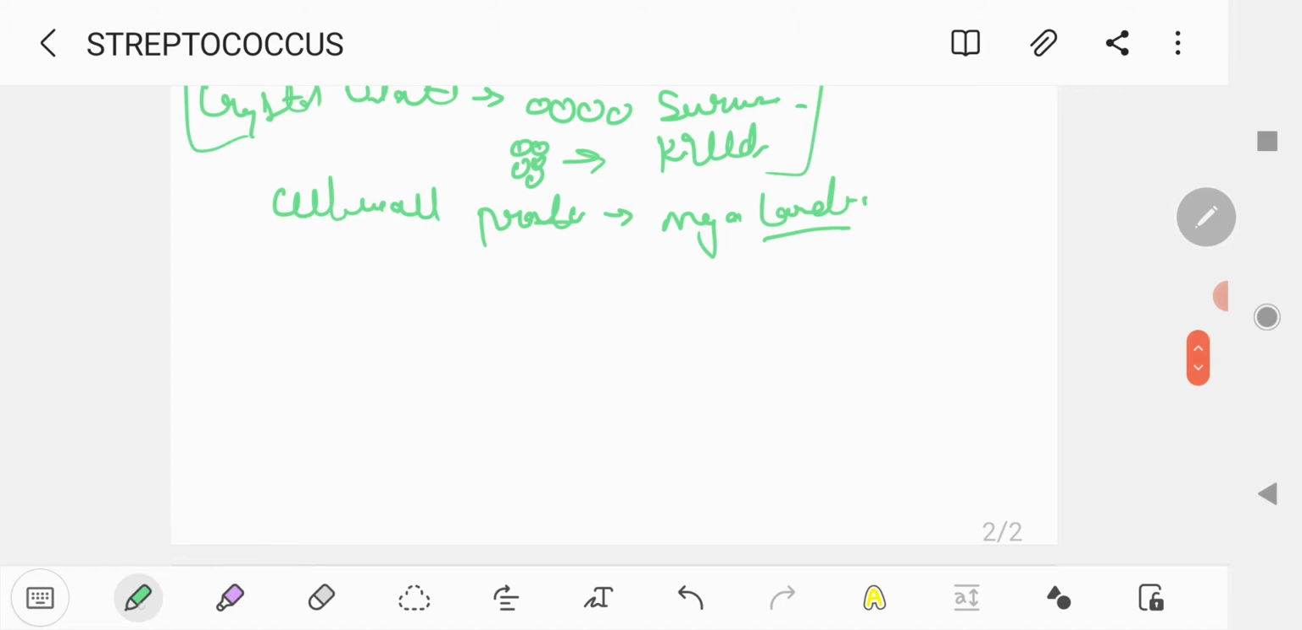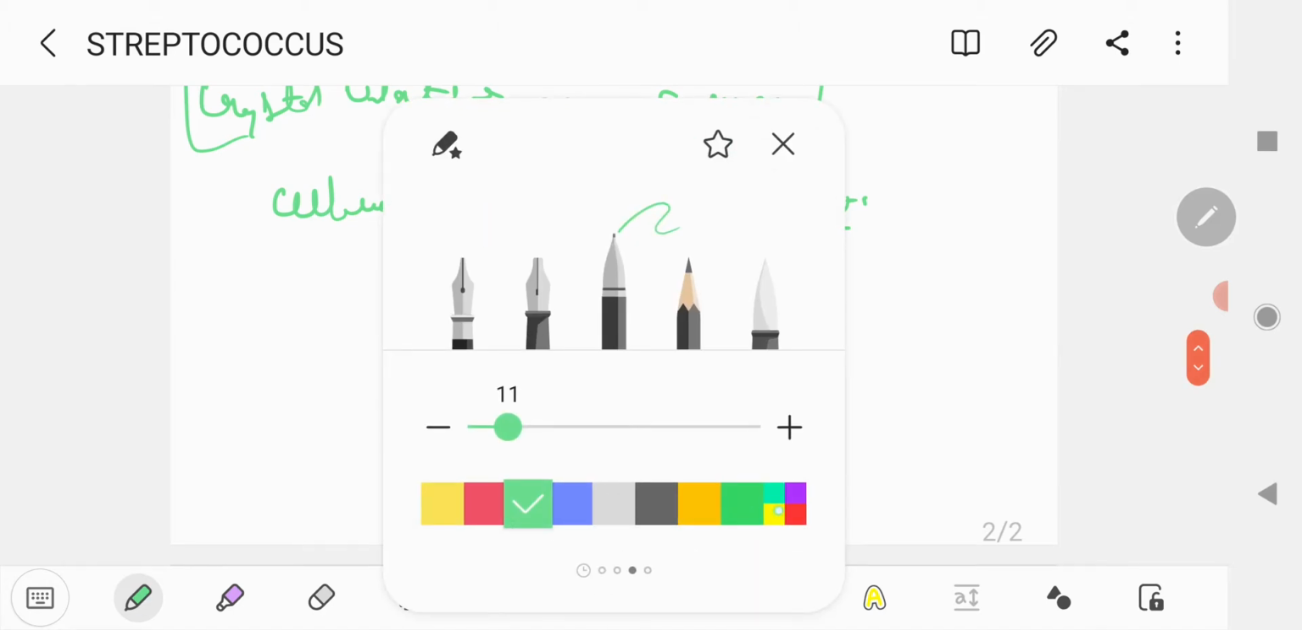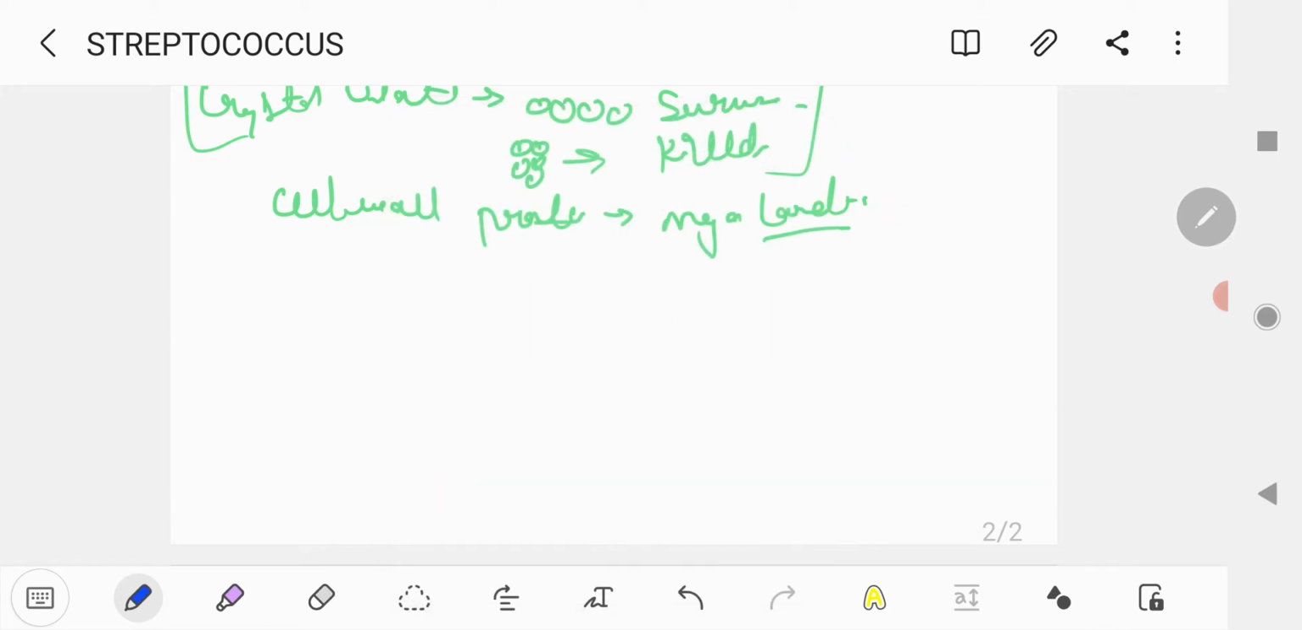Okay, then the next point. What color do you want? Okay, dark blue. Next point, we discuss the antigenic structure.